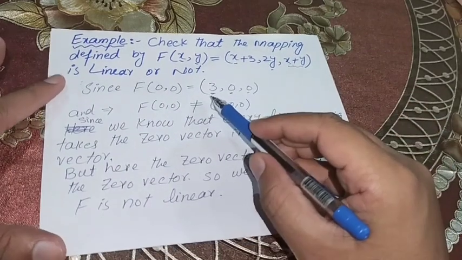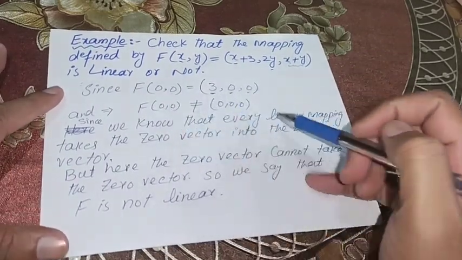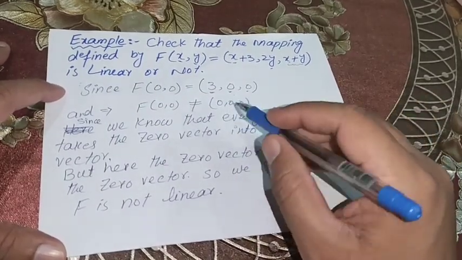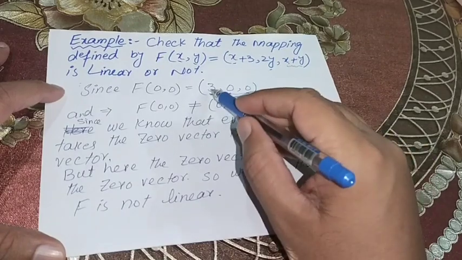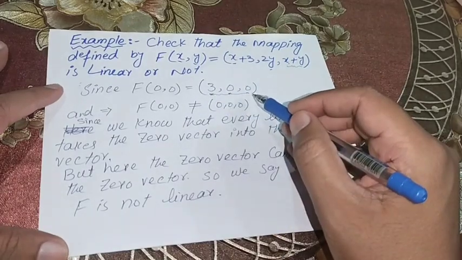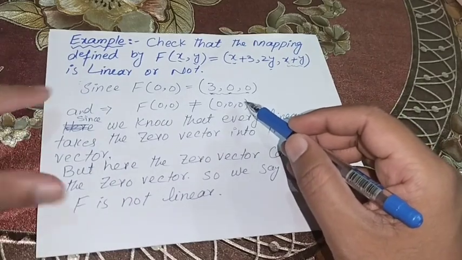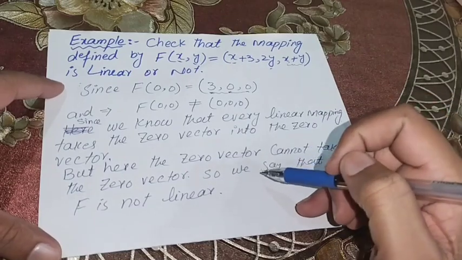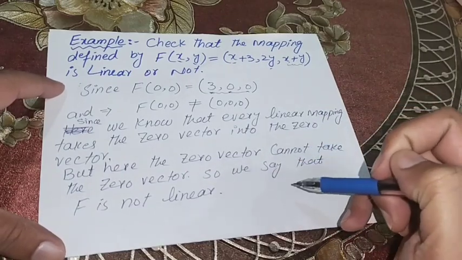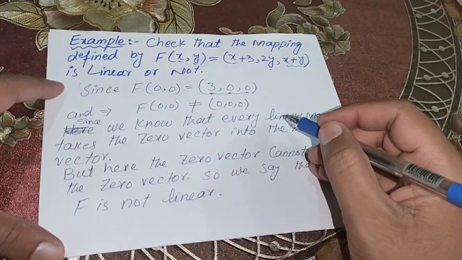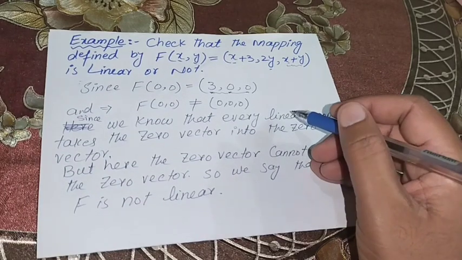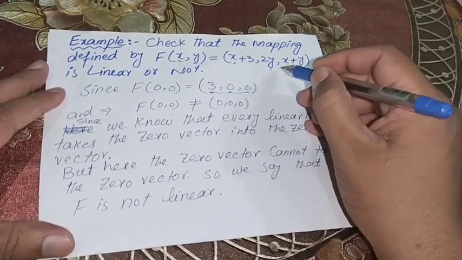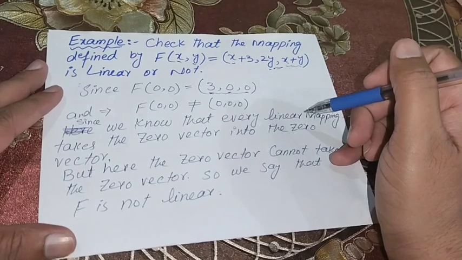Here you see that when we take the zero vector, we cannot obtain the zero vector as output, because this output is a non-zero vector, or non-zero point. So the first condition of the linear operator fails. So we say that this mapping is not a linear mapping.